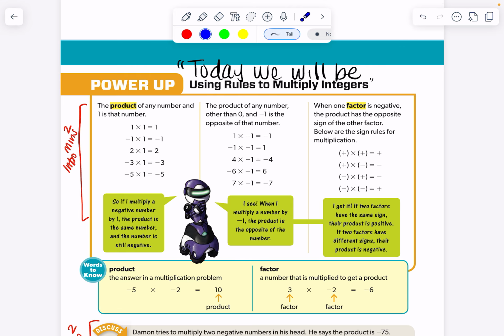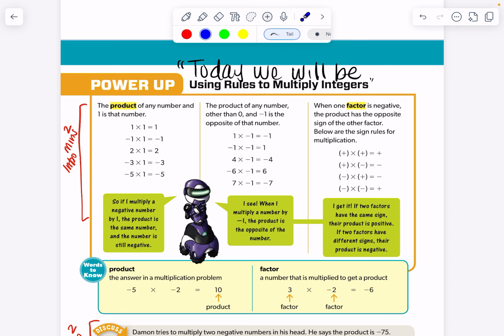Rule number 2. If you are multiplying a factor by negative 1, the product will be the same, but the sign will be its opposite. So we have 4 times negative 1. The product is still 4. However, because we multiplied by a negative 1, the sign changes from positive to now negative.